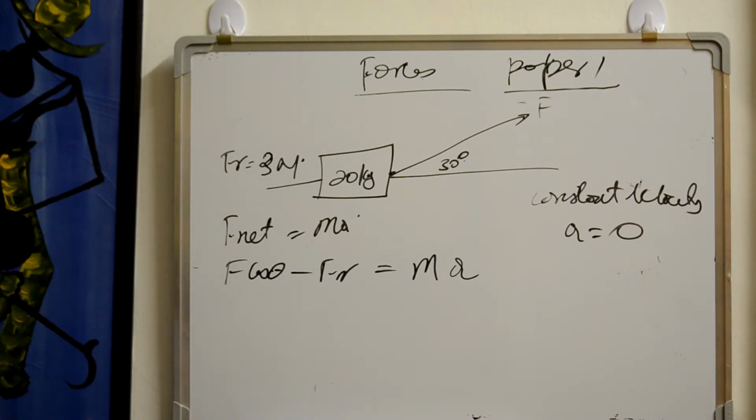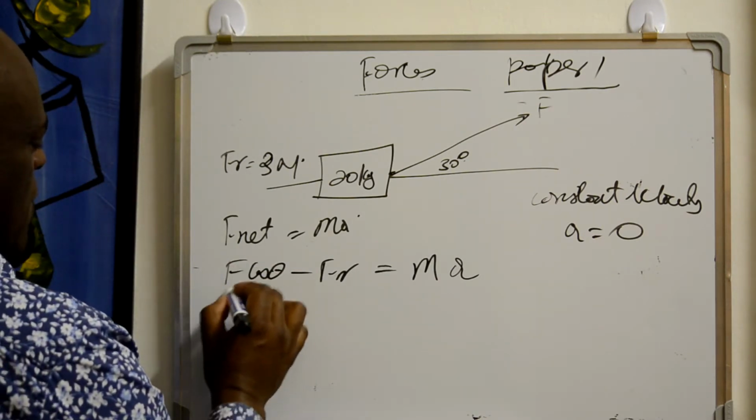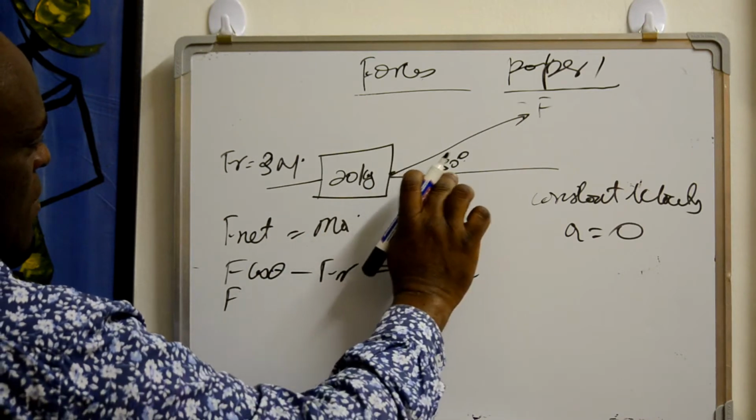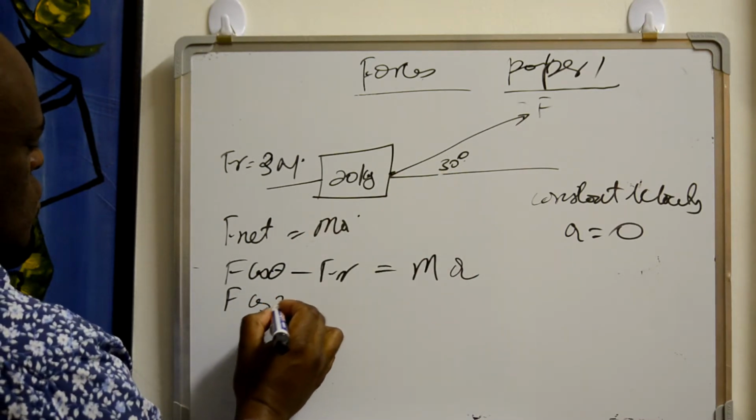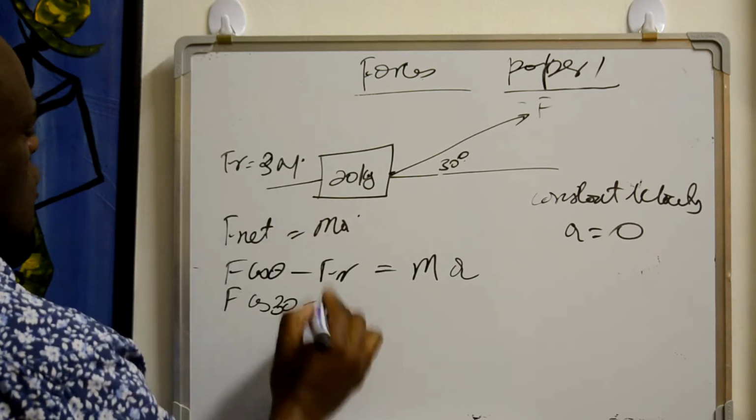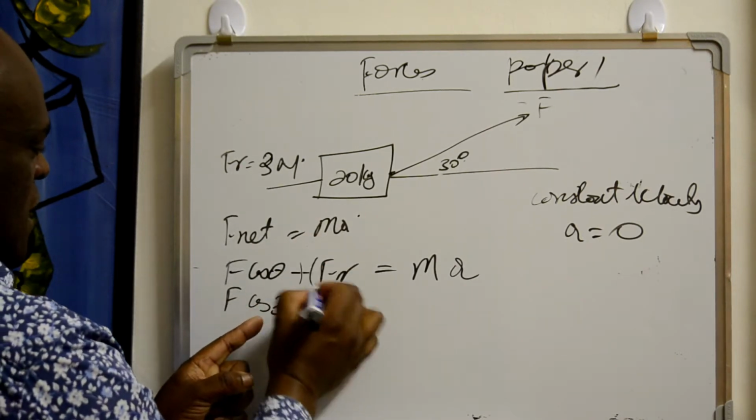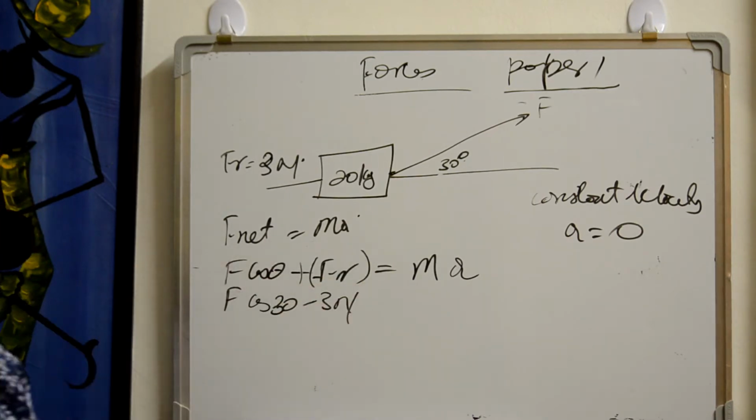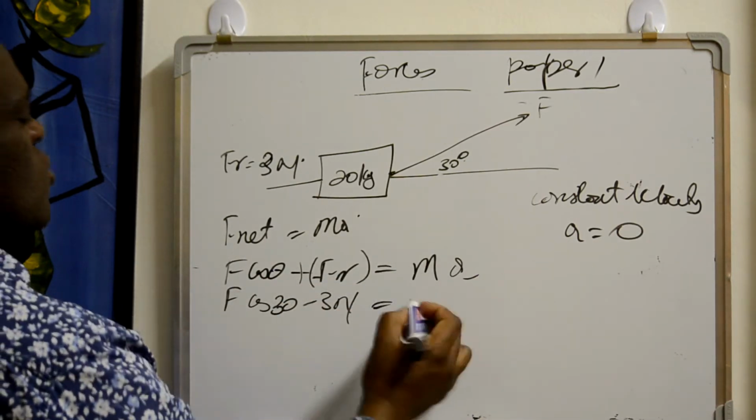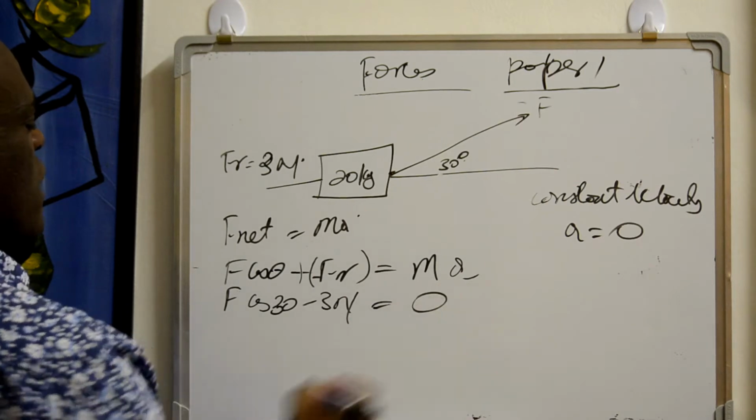Then what is my degree? This is cos 30 degrees. What is my friction? It is 3 Newton. You know the friction also is plus and minus. The friction is always in the opposite direction. Then your acceleration is equal to 0. Then it's a direct impact. Then you get 0.